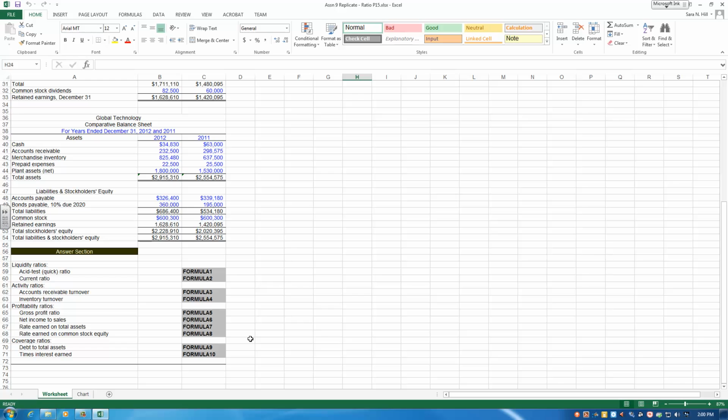So to begin, let's start with the liquidity ratios. And the first one up is the acid test. The acid test, if you remember from your prior accounting classes, is an indicator on whether a firm has enough short-term assets to cover its immediate liabilities without having to sell inventory.